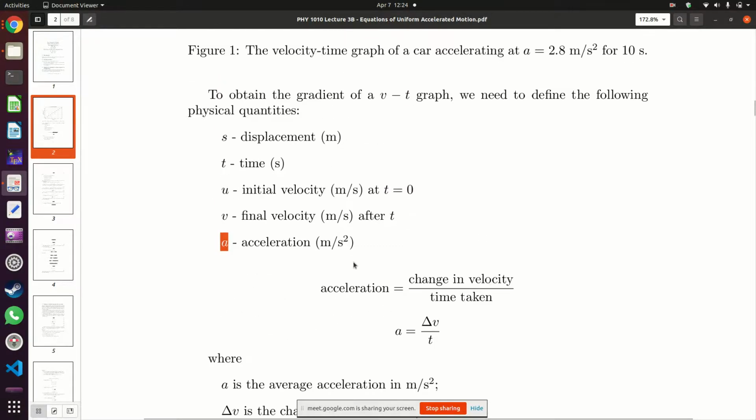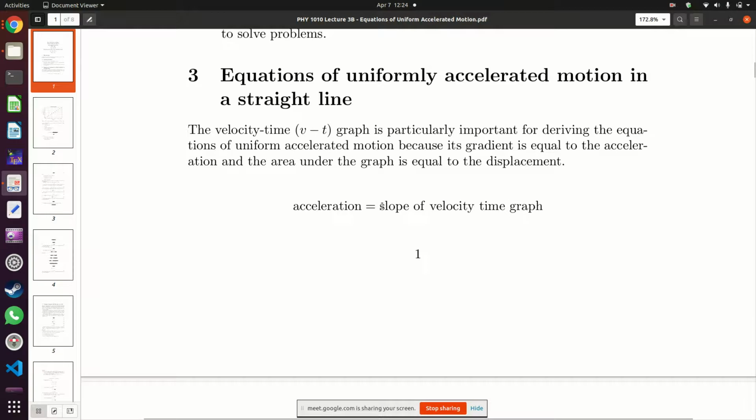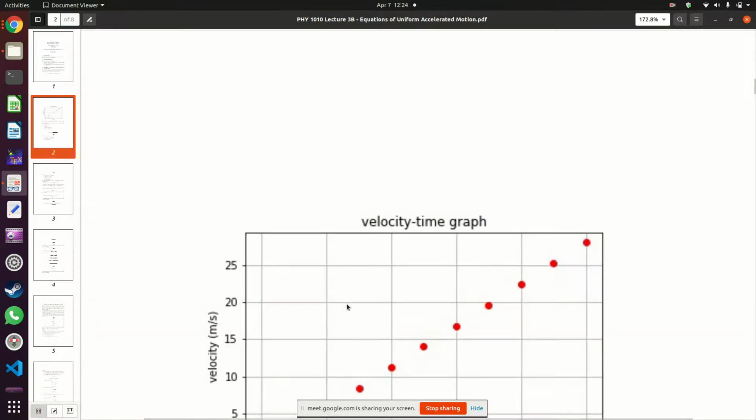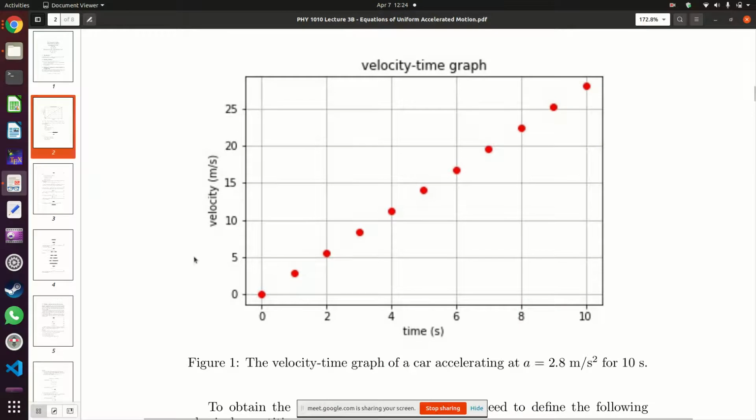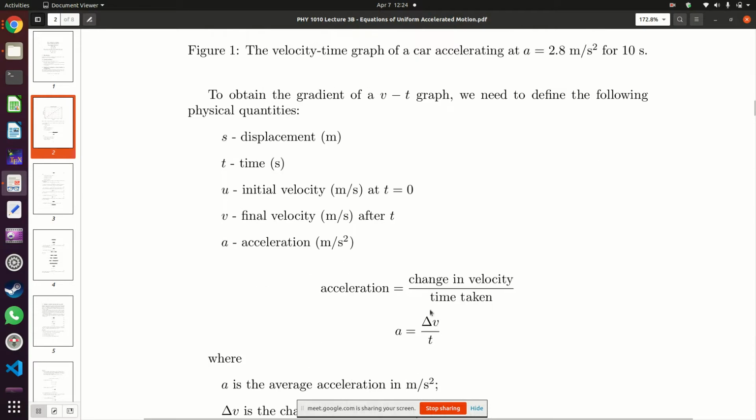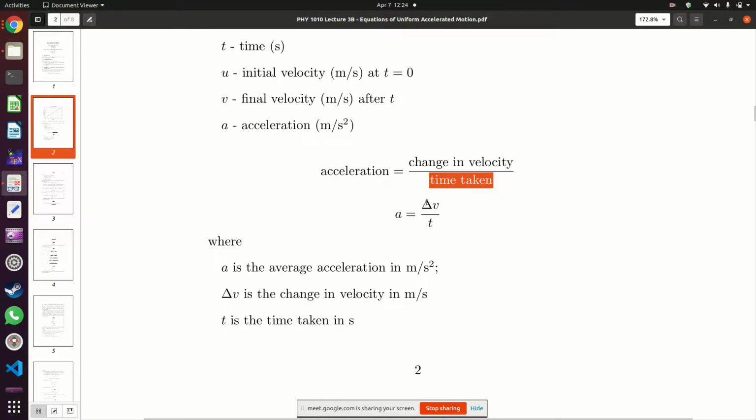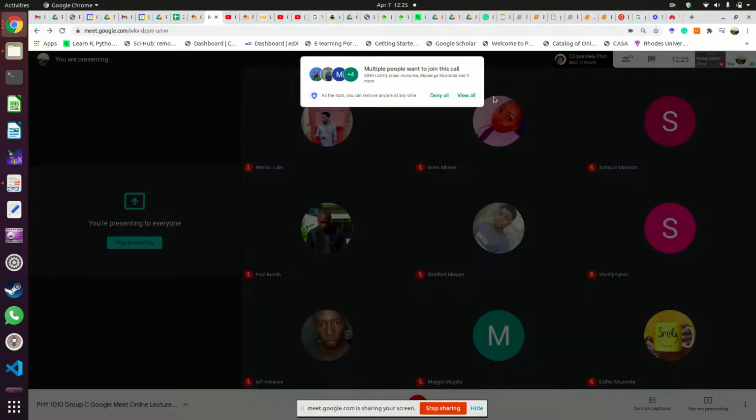So how do we define acceleration? According to the slope of a velocity time graph, and how do we define the slope? In this case, the slope is equal to the change in velocity divided by the time taken to carry out the change. The change in velocity depends on what the initial velocity was and what the final velocity is. So the change in velocity is the difference between the final velocity and the initial velocity, v minus u.